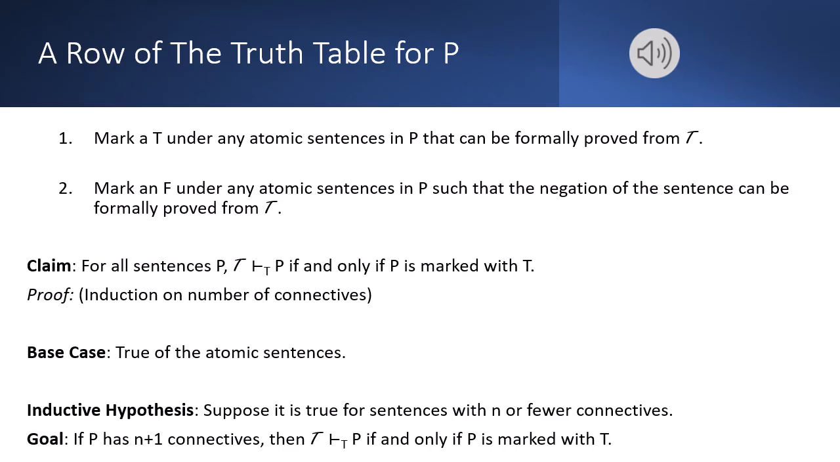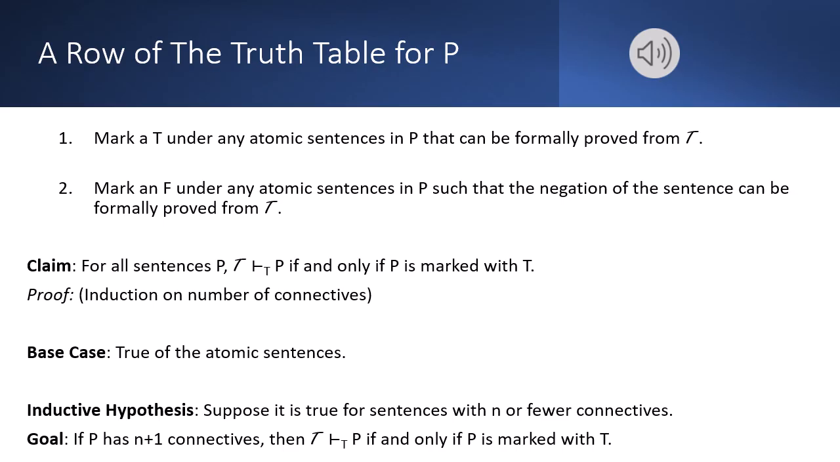For the base case, we consider the atomic sentences because those are the sentences that don't have any connectives at all. And certainly from the way that we filled out the table in that first step, we marked a T under any atomic sentences that could be proved and an F under any where the negation could be proved. We certainly have this if and only if, right? In other words, we can prove those atomic sentences if and only if they've been marked with a T. Okay, so the base case is true just sort of trivially by how we filled out that particular row.